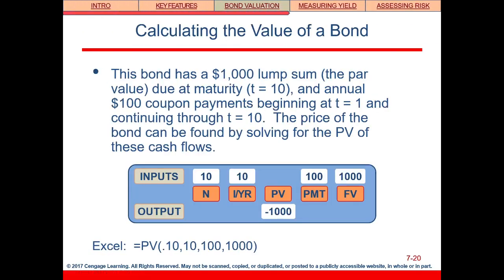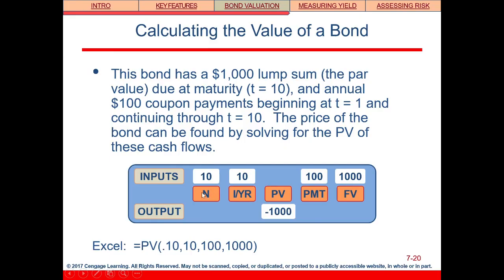Okay, and this one is how to do it using the financial calculator. So you can see that the bond has a $1,000 lump sum, the par value due at maturity, t equal to 10, and the annual $100 coupon payments beginning at t equal to 1 and continuing through t equal to 10. The price of the bond can be found by solving for the present value of these cash flows.